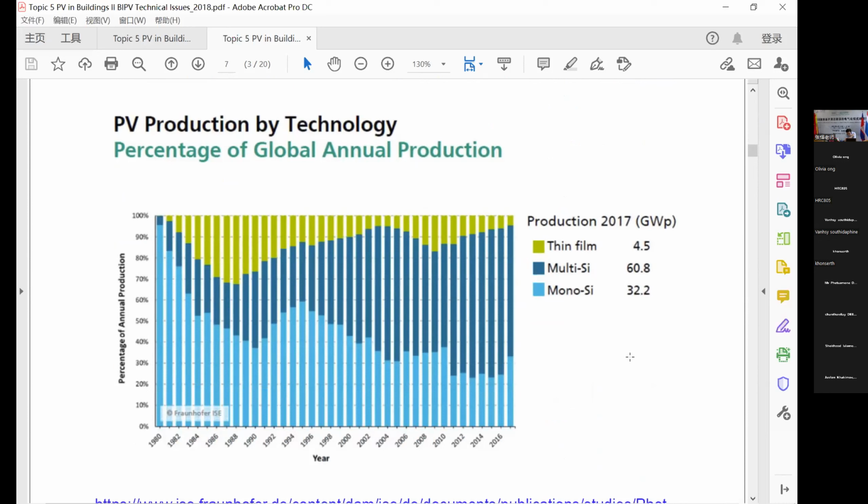But let's see the thin film. The thin film significantly decreased, especially at the end of 2016. One reason is that the main advantage of the thin film is its low cost. But along with technology development, the multi and monocrystalline silicon cost has significantly reduced.